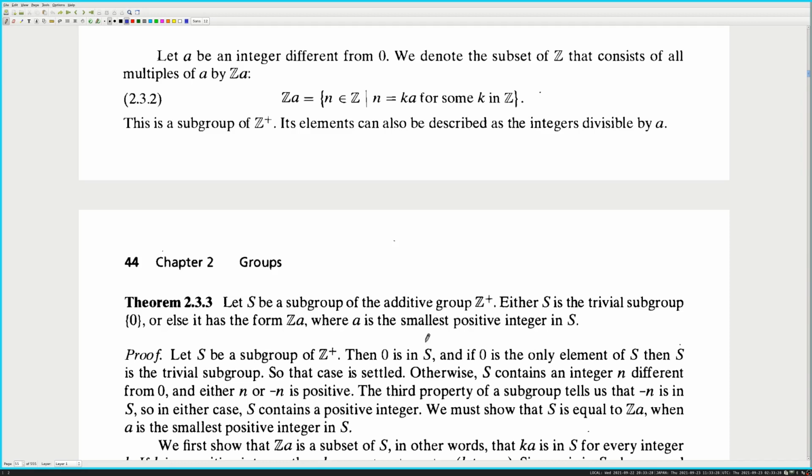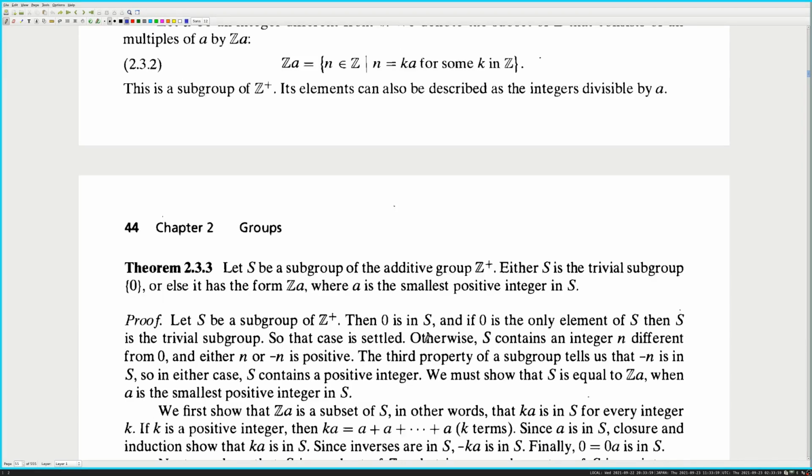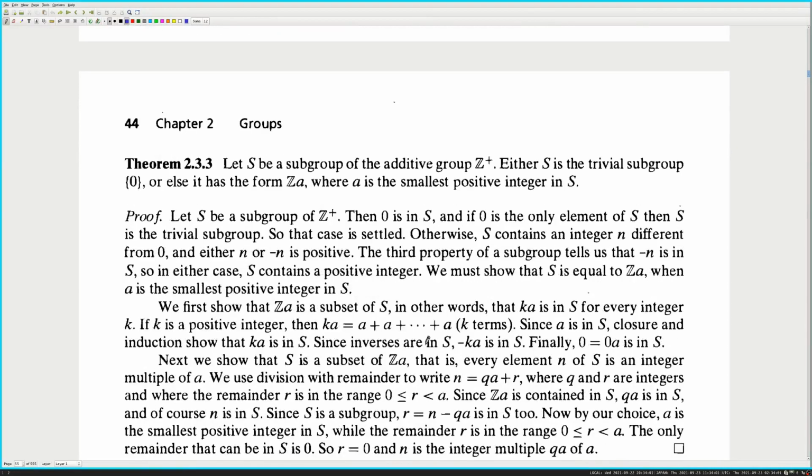Otherwise, S contains an integer n different from 0, and either n or minus n is positive. The third property of a subgroup tells us that minus n is in S, so in either case, S contains a positive integer. We must show that S is equal to ZA when A is the smallest positive integer in S. We first show that ZA is a subset of S. This is a typical way.